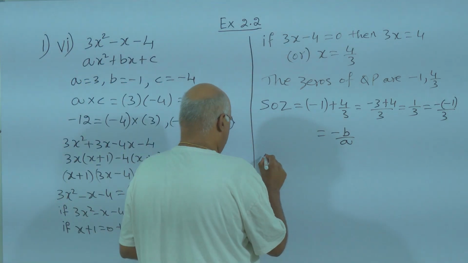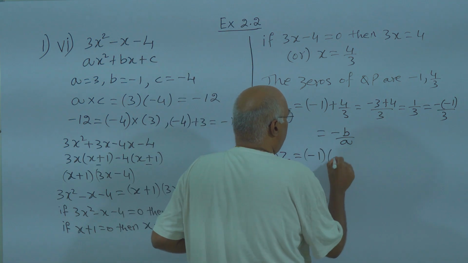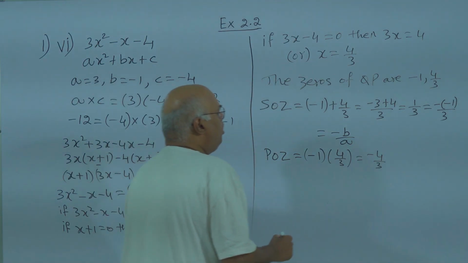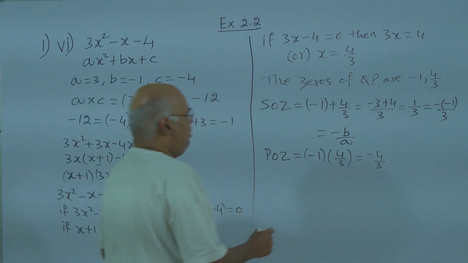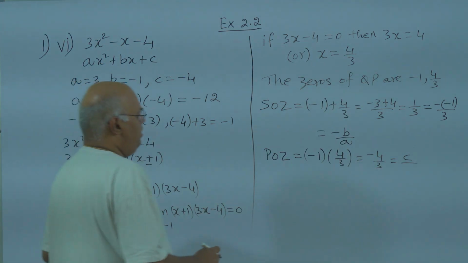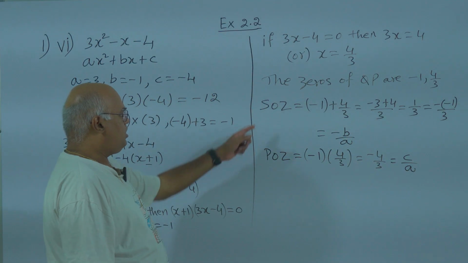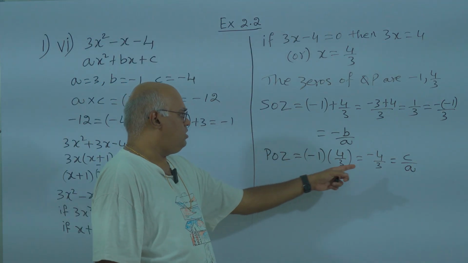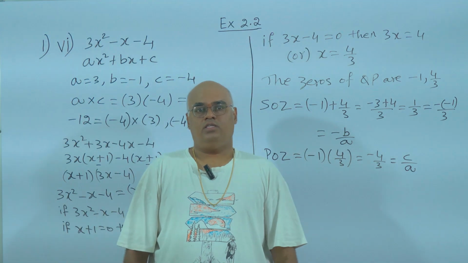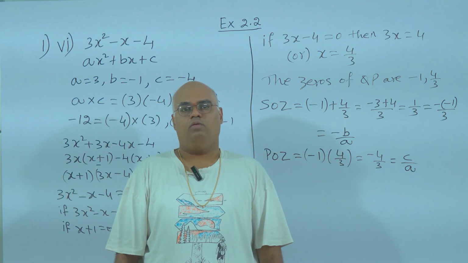In the same way, let us find the product of zeros. Product of zeros is equal to minus 1 into 4 by 3, which is equal to minus 4 by 3. Minus 4 is the value of c, and in the denominator you have 3, which is the value of a. So the product of zeros is equal to c by a. The sum of zeros is equal to minus b by a and the product of zeros is equal to c by a. So this verifies the relationship between the zeros and the coefficients of the given quadratic polynomial. This is how these kinds of problems should be solved.